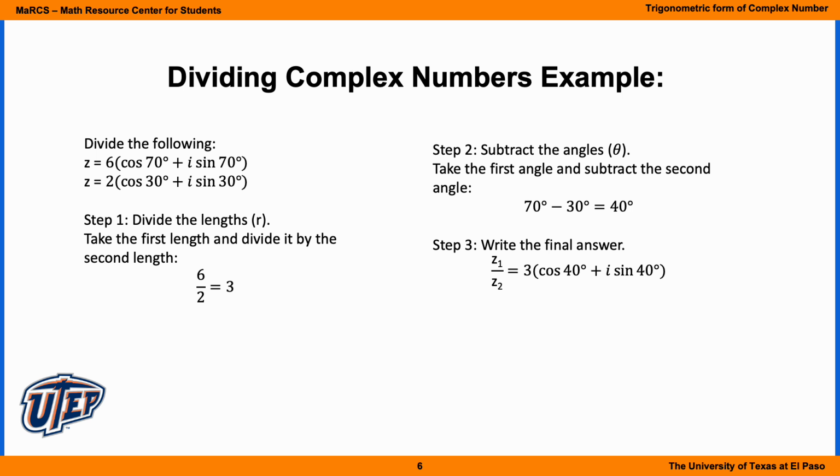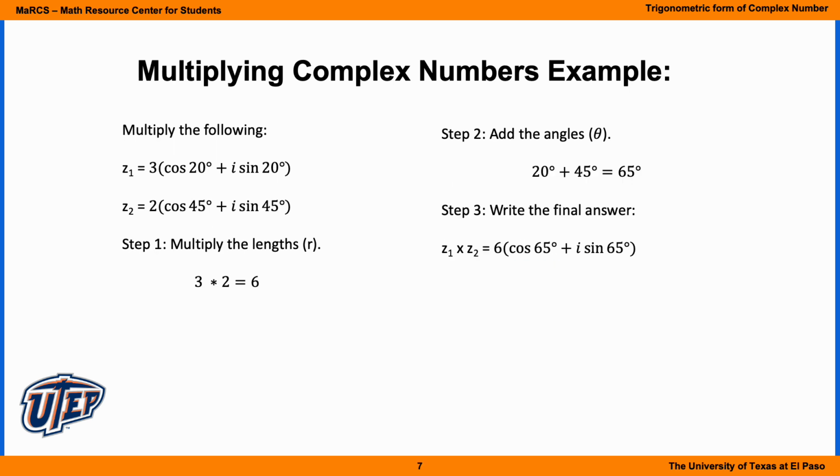degrees. Now we divide the modulus, so each of the respective lengths, so we'll do 6 divided by 2, and that is equal to 3. Now we could just multiply 3 by the cosine of 40 and the sine of 40 degrees, i, don't forget the i. And then this is our final answer, 3 times the cosine of 40 degrees plus i sine of 40 degrees. So now for multiplication, we add the angles.